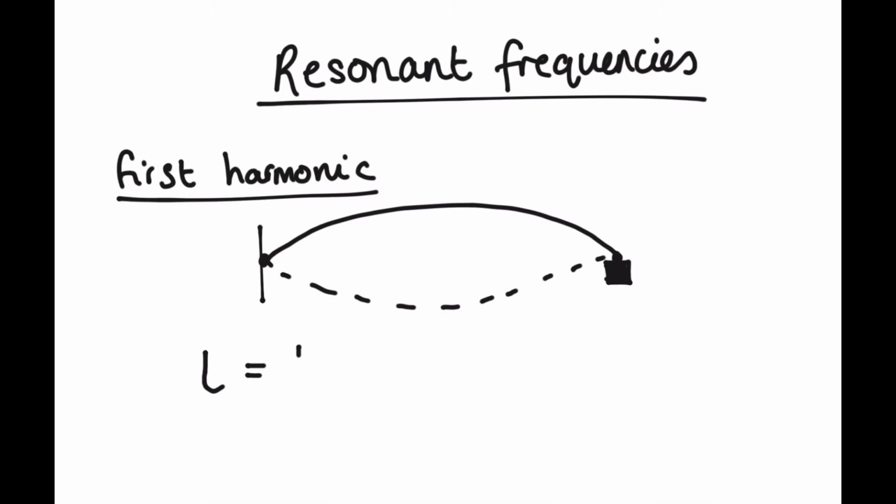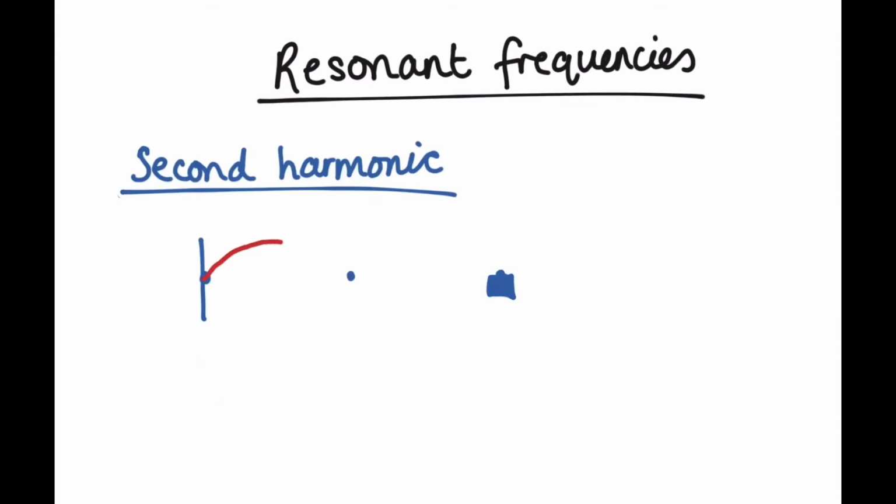If we call L the length of this string, we can see that the length of the string is half the wavelength. Moving on to the second harmonic then, here you can see we have two loops. If we count the nodes, we've got 3 nodes, one at either end, one in the middle, and 2 antinodes. Here we can see that the length of the string is equal to a full wavelength.